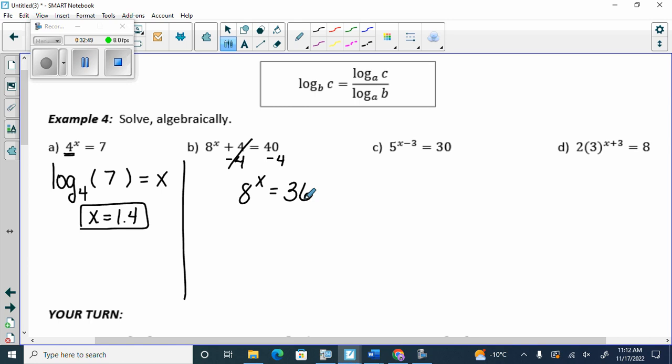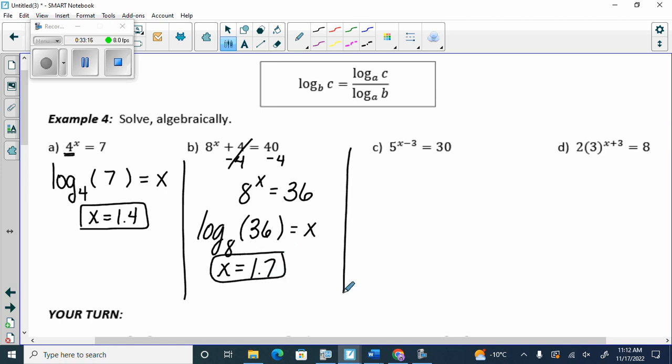Do I have 3 pieces of information? Yep, so I can convert. So log base what? 8. Because the base of my exponent becomes the base of my log. Now I need something beside it. The 36. And it equals x. To the nearest tenth it is 1.7.